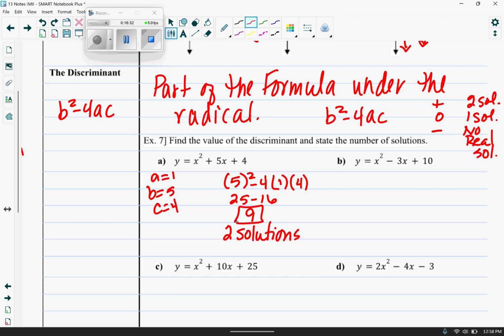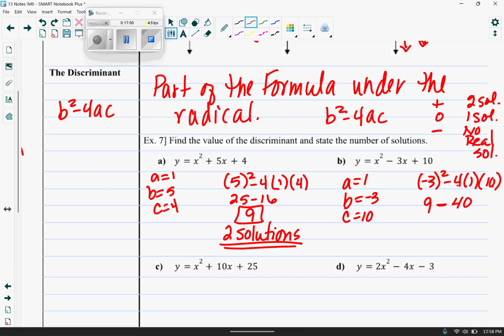I do want you to be able to get to the number. On B, my a value is 1, my b value is negative 3, and my c value is 10. Okay, it's my b squared minus 4ac. So b squared, negative 3 squared, minus 4 times 1 times 10. This gives me 9 minus 4 times 1 is 4 times 10 is 40. This gives me negative 31. Now, negative 31 is negative. Negative means no real solutions.